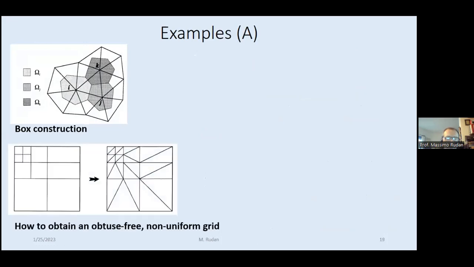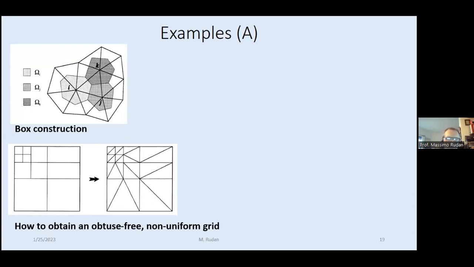Examples. In the lower left part of the figure, you see how to construct a triangular grid in two dimensions, starting from rectangles. This is useful because on one side, we can build up a grid with very different sizes of the elements. On the other side, we avoid obtuse angles. Obtuse angles are not so good numerically, so they must be avoided.